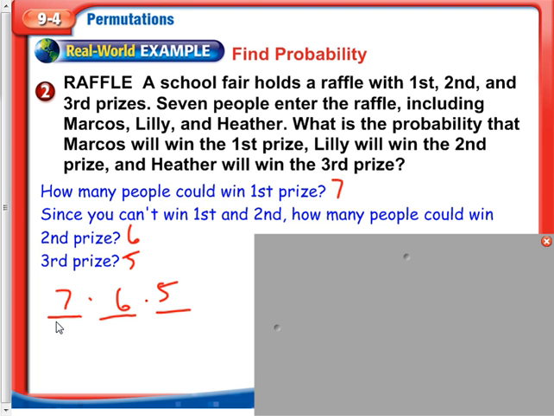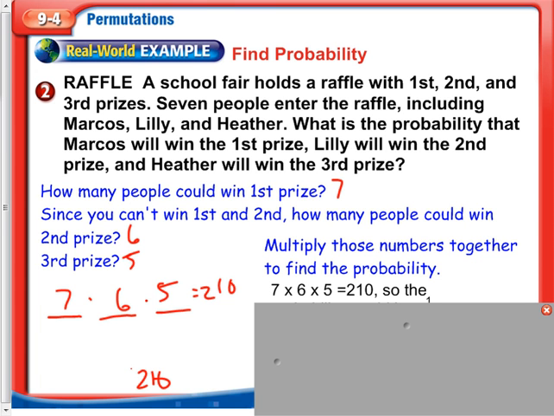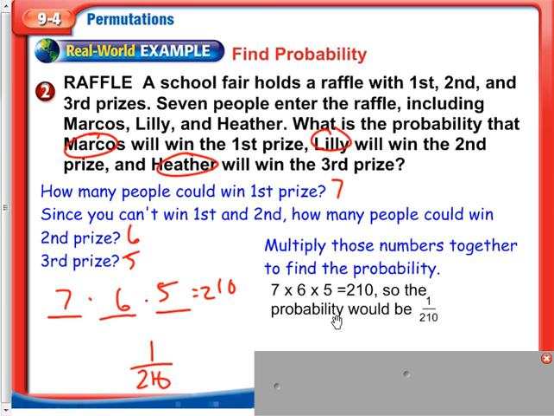I like having lines like this, and I would put 7 times 6 times 5, because we have first place, second place, third place. We multiply those numbers together, so 7 times 6 times 5 equals 210. So there's 210 possibilities for this. And we're asking, what is the probability of something very specific happening? We want Marcos to get first, Lily to get second, and Heather to get third. So that would just be 1 out of 210.